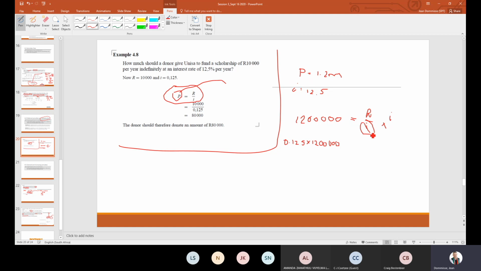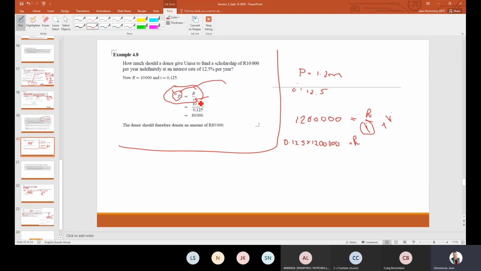So what happens here is the i's will cancel out, so that will be your R. So basically that is the other way they can ask it. The third option, obviously, is that they give you the P and the R and you need to work out what the interest is. But this one is a straightforward formula.